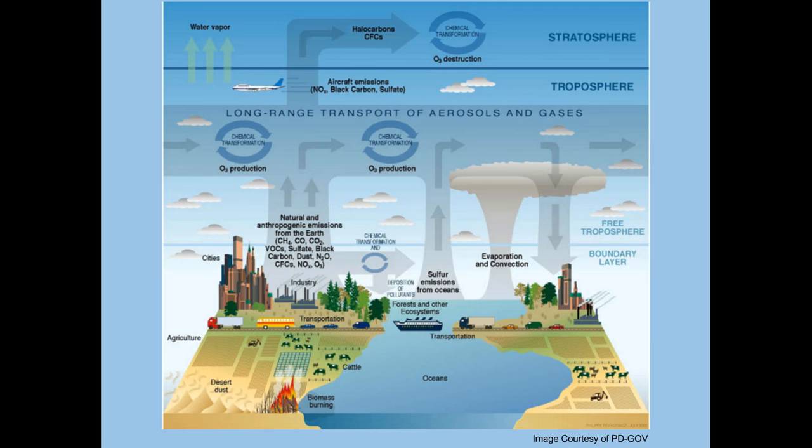Okay, now below the stratosphere, of course, is the troposphere. And there is, of course, gas exchange between the troposphere and the stratosphere, as evidenced here by the water vapor traversing the tropopause and this destruction of O3, or ozone, by halocarbons or CFCs. But most of the emissions produced by humans and natural sources stays in the troposphere.